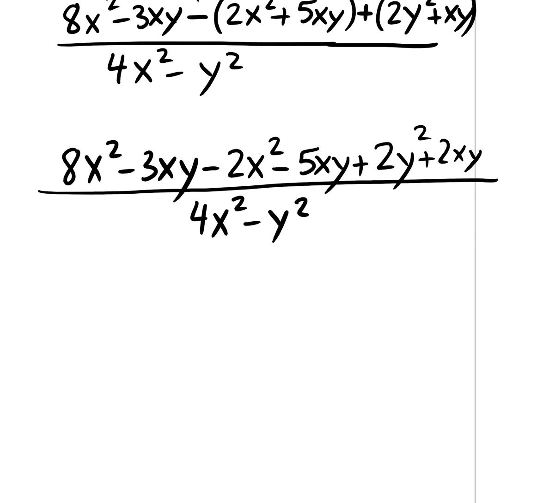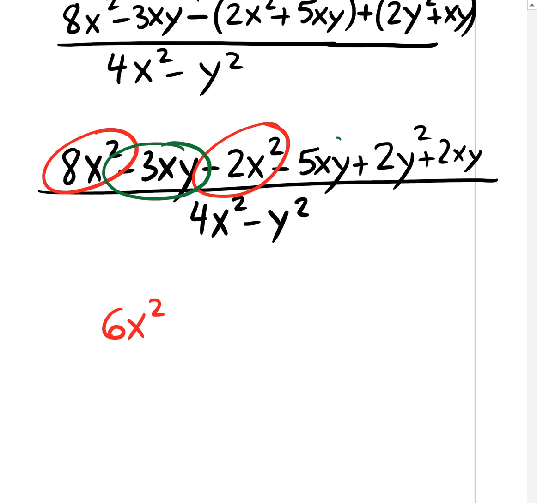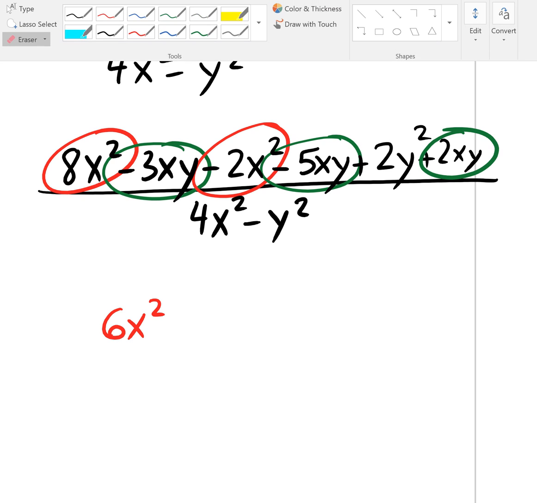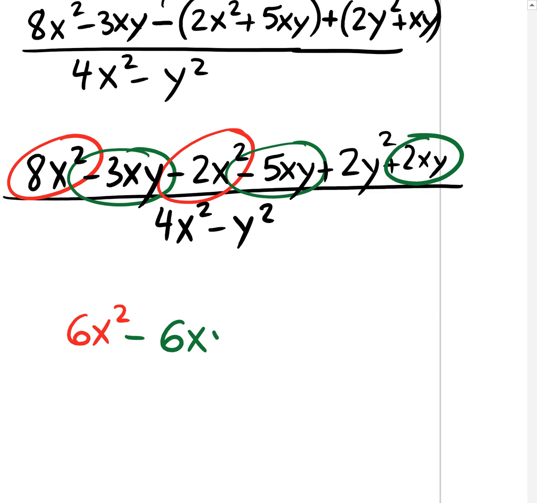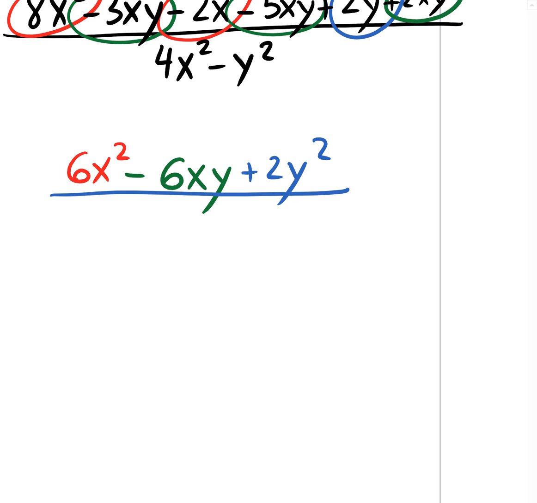So I have some like terms in the numerator. I have 8x squared minus 2x squared. That makes 6x squared. And then I have negative 3xy minus 5xy makes negative 8xy. Oh, shoot, I forgot about this one. Sorry, I have to erase that, because you have three terms that are alike. So negative 3xy minus 5xy makes negative 8xy. But negative 8xy plus 2xy makes negative 6xy. Negative 8 plus 2, right? And there's only one y squared term, so it'll be on its own. Plus 2y squared. And then the denominator is the same. Now we're finally ready to factor.